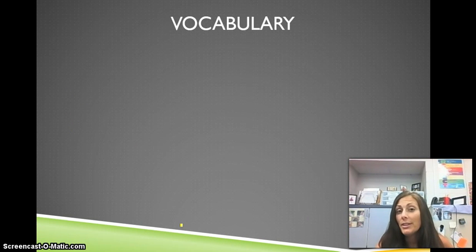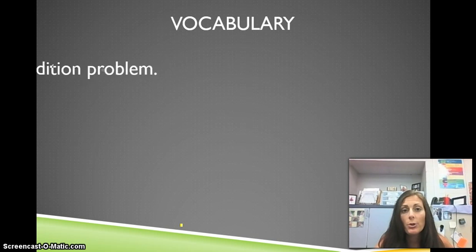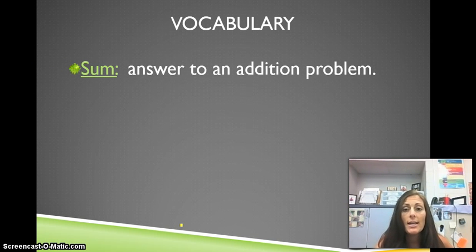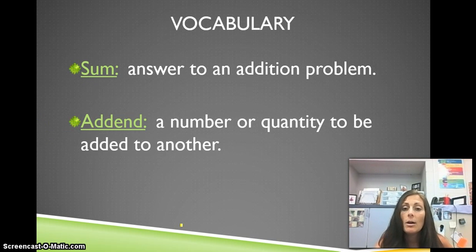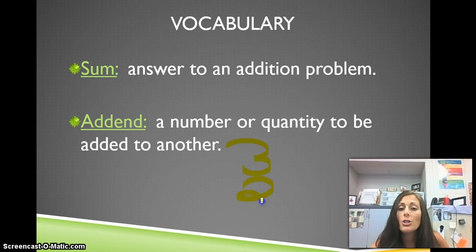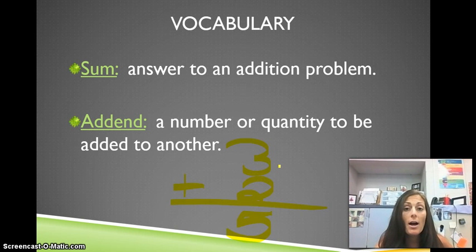Vocabulary. You will need to write this down as well. Your first vocabulary word is sum. Sum is the answer to an addition problem. Your second vocabulary word is add-in. The add-in is a number or quantity to be added to another. For example, if you have 3 plus 2, your answer 5 is called the sum. Your add-in is the 2 because that is the number to be added to the other one, which is 3. Push pause and make sure you write these words down. Push play when you're ready to begin.